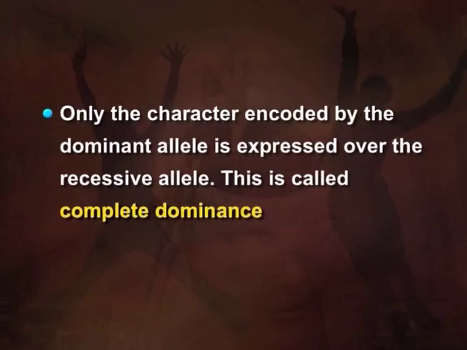The third possibility is that the character associated with only one of these alleles may be expressed. Only the character encoded by the dominant allele is expressed over the recessive allele. This is called complete dominance.